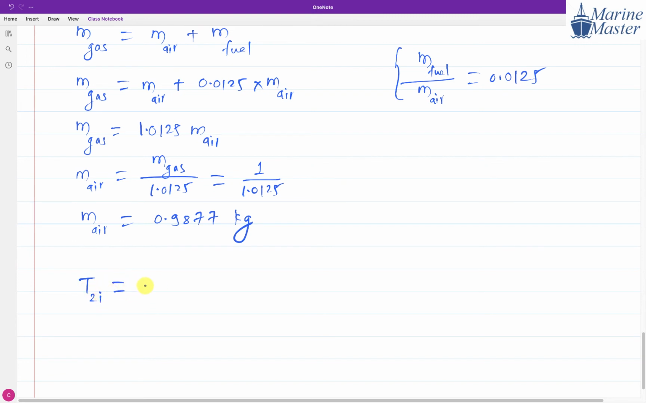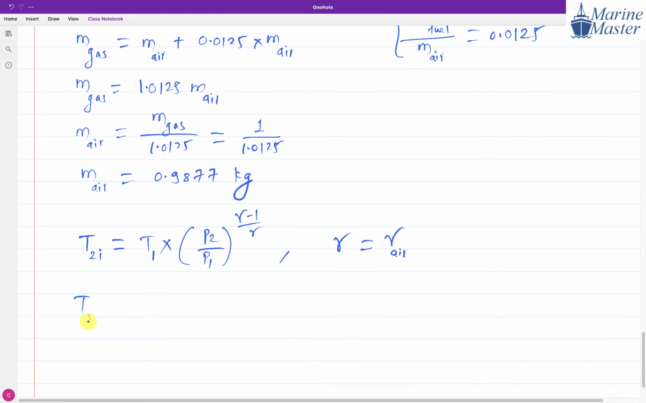And what will be the relation for T2I? T2I will be equal to T1 times P2 by P1 raised to the power gamma minus 1 by gamma. And which gamma will be here? Gamma of air, guys. I am going to put in all the values. T2I is equal to T1. How much is the value of T1, guys? See the given things. I am writing directly 305. P2 is 618, P1 is 103. Gamma of air is 1.4, so gamma minus 1 is 0.4, divided by 1.4. So do the calculation, guys, and tell me the value of T2I.